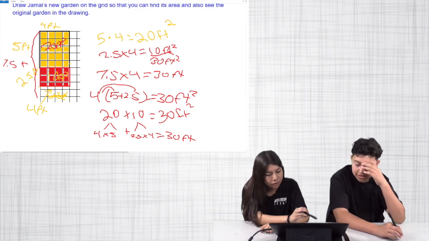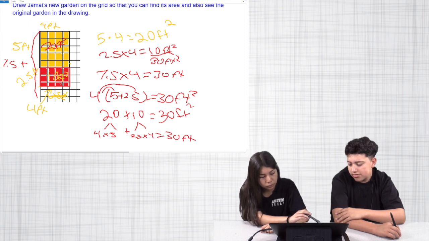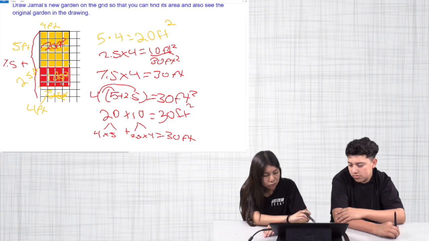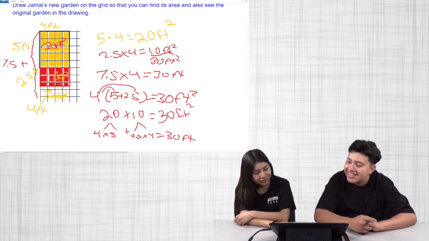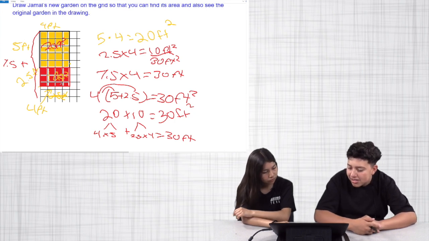Okay. And then we did, for the added, it was 2.5 more pieces of area added. And then the width stayed the same. It was still 4. So we did 2.5 times 4, which was 10. Does it make sense that it should be 10 in the drawing? Like, can you count 10 of something?